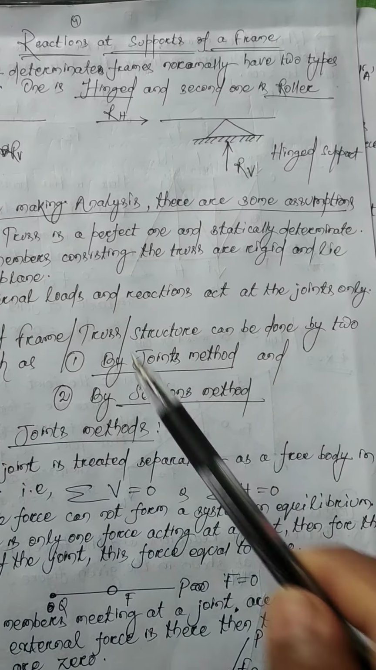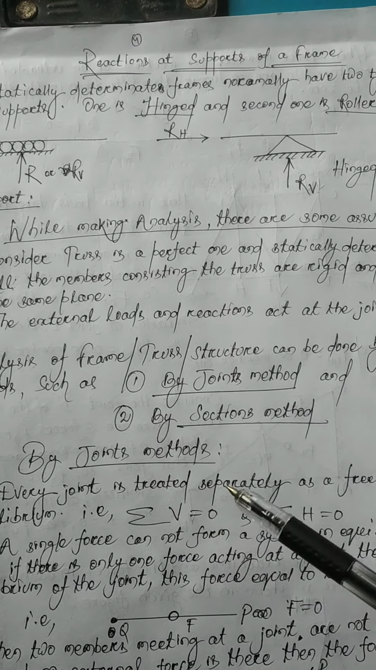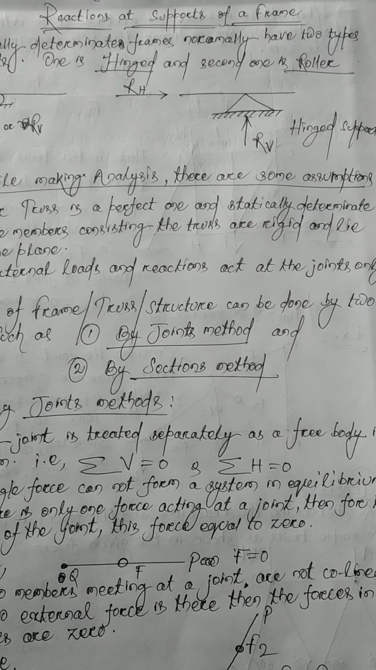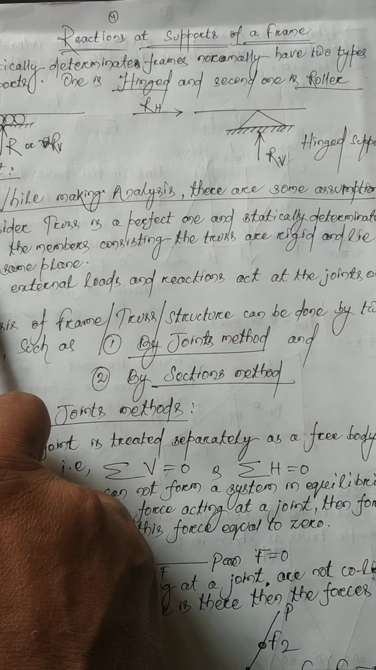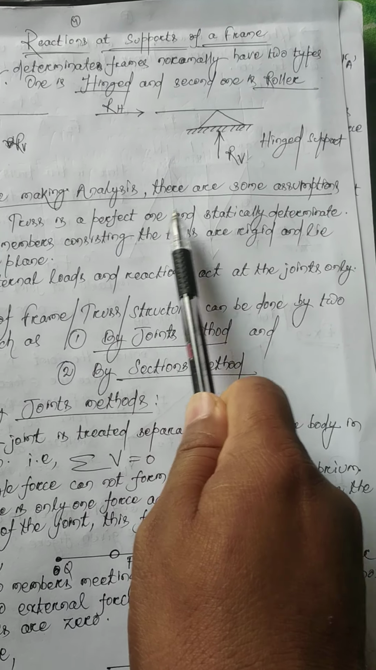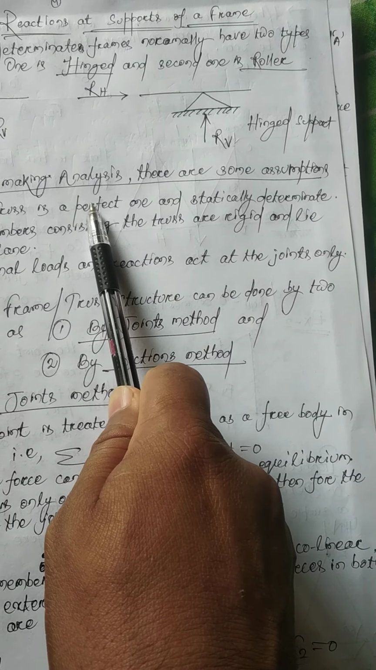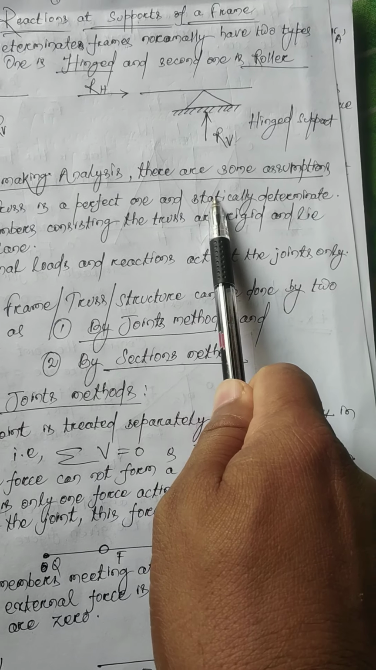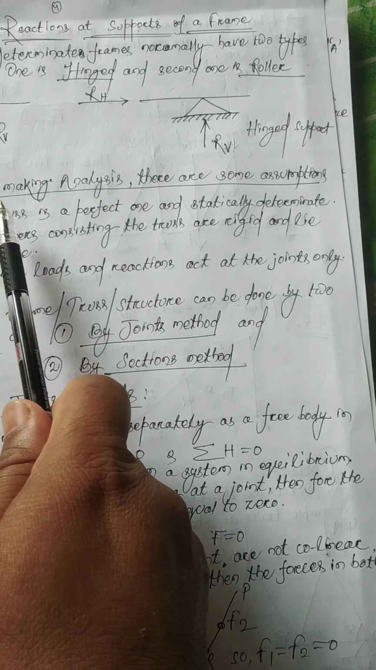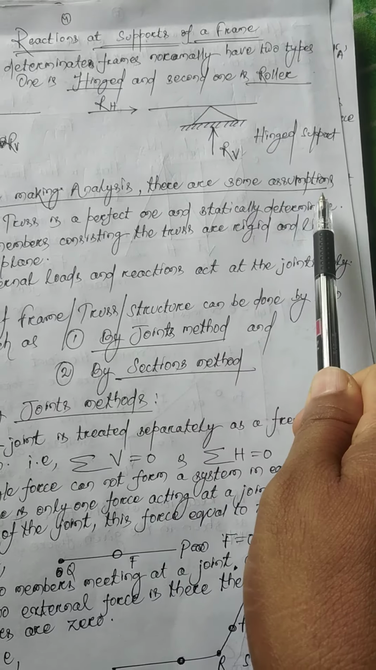Now come to the analysis of the different plane trusses. Before doing the analysis of the trusses, we are going to make some assumptions. First assumption: consider the truss is a perfect one and statically determinate. Yesterday we discussed the perfect plane truss, statically determinate plane truss. So we will consider that every plane truss is a perfect one and statically determinate.